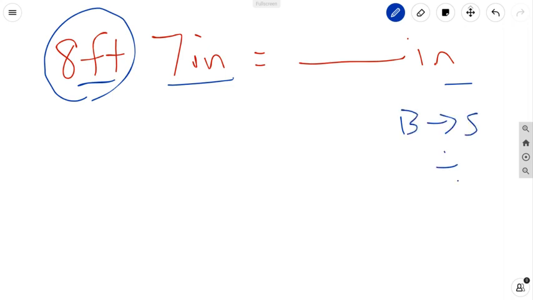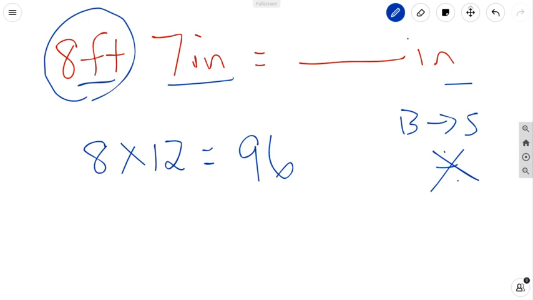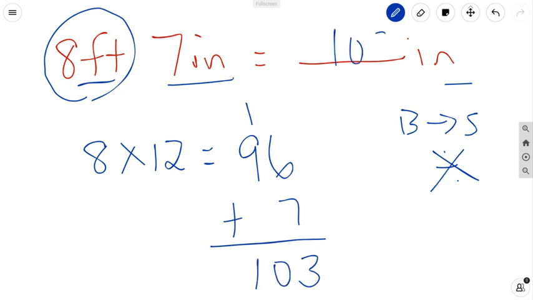Big to small means multiply, not divide. Well, there's 12 inches in a foot, so I'm going to do 8 times 12. Well, 8 times 12 is 96. So that's 96 inches, but I still have to add on the 7. And that'll give me 103 inches. See, this was already in inches, so I'm just going to add it on.